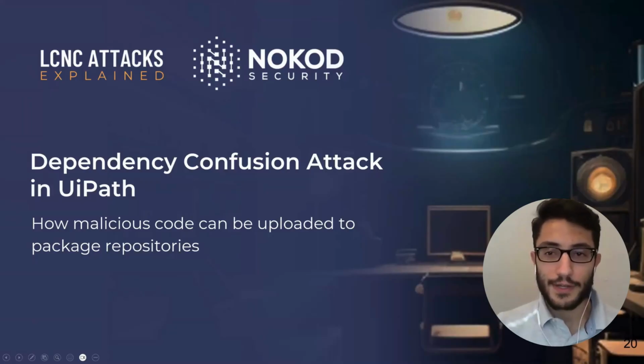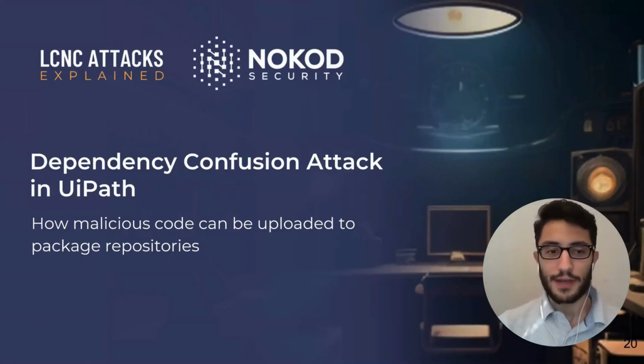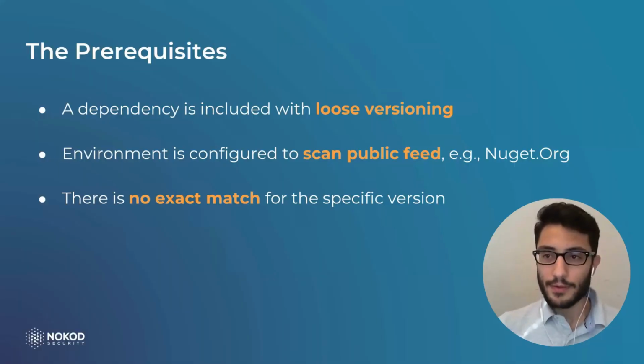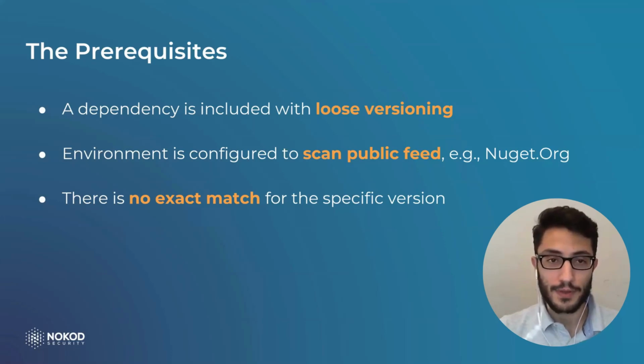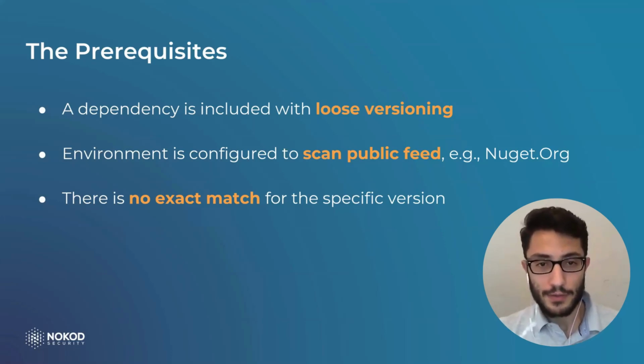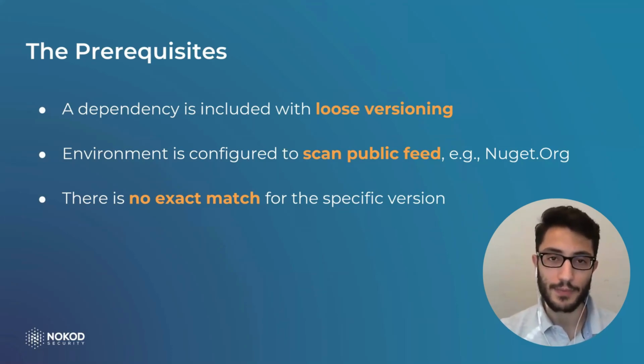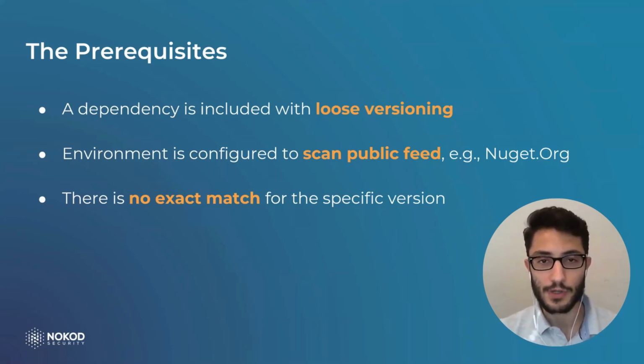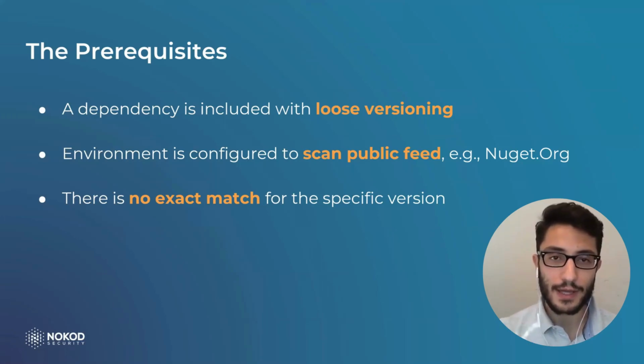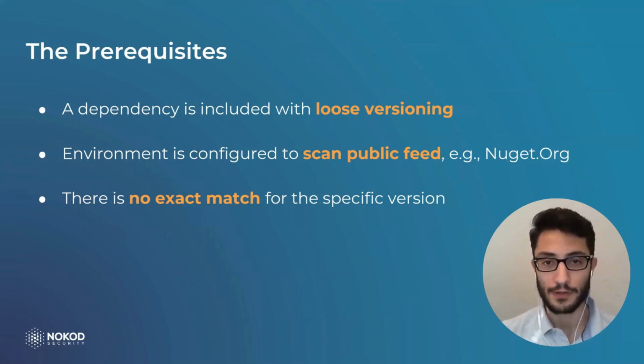We conclude our session with the dependency confusion attack. Now, when the developer in UiPath uses dependencies, he specifies the version of the dependencies that he wants to use. There are two options. In strict versioning, the package manager looks for exactly the specified version, and if it does not exist, it fails.